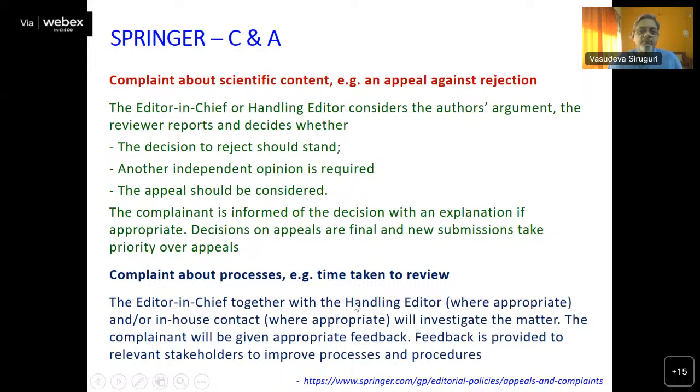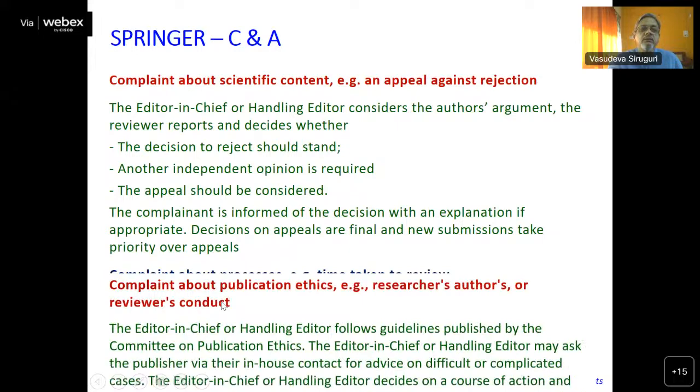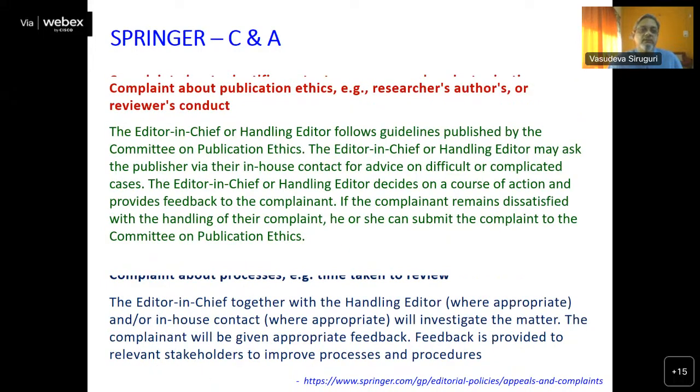And then there is the time taken for reviewing complaints. So that also is an issue sometimes. Okay. So again, the editor-in-chief has to take action on this. Then, about publication ethics and the researchers' conduct, or the authors' or reviewers' conduct, again here they have to involve themselves and find out who is correct and who is wrong, and try to decide on a course of action and give feedback to the complainant. Okay, and sometimes if the complainant is still not satisfied, he can escalate the complaint to a higher level also.